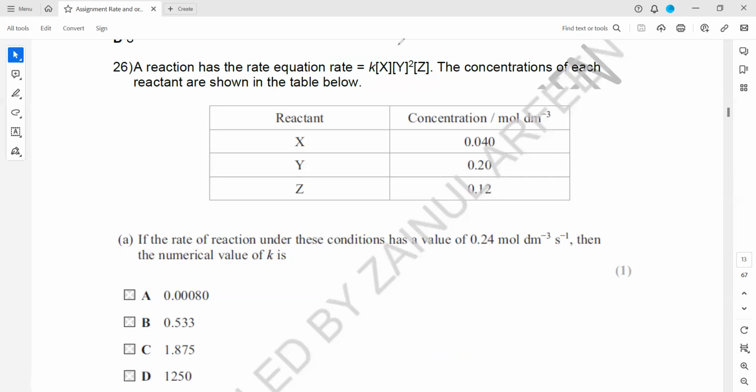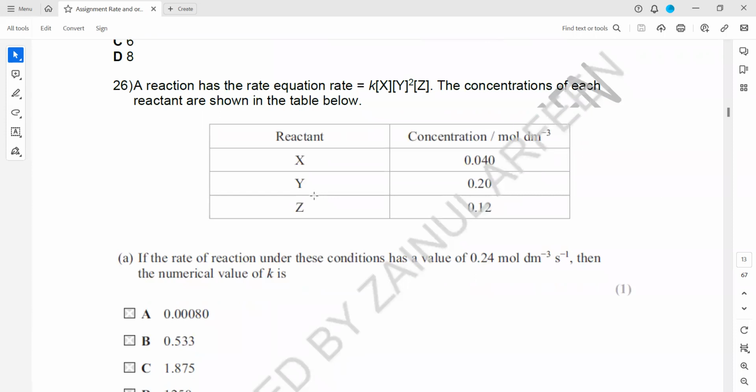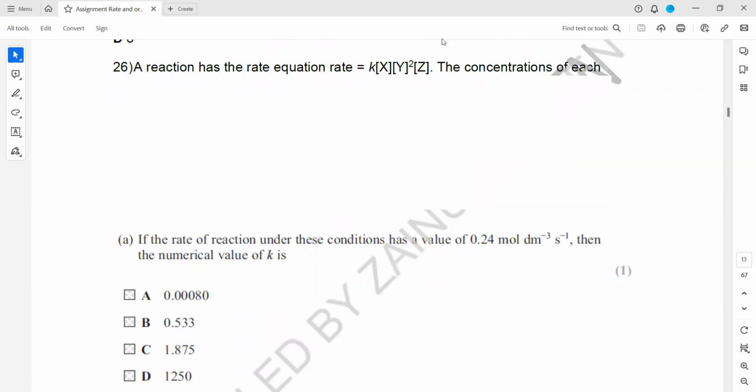The next part of the same question, 26 part B. What is the unit of K? Let's look at how we can work out the unit of K from this equation. The unit of the rate is already given here, which is moles per decimeter cube, second inverse, or mol dm^-3 s^-1. That is the unit of the rate in rate equals K times the concentrations.